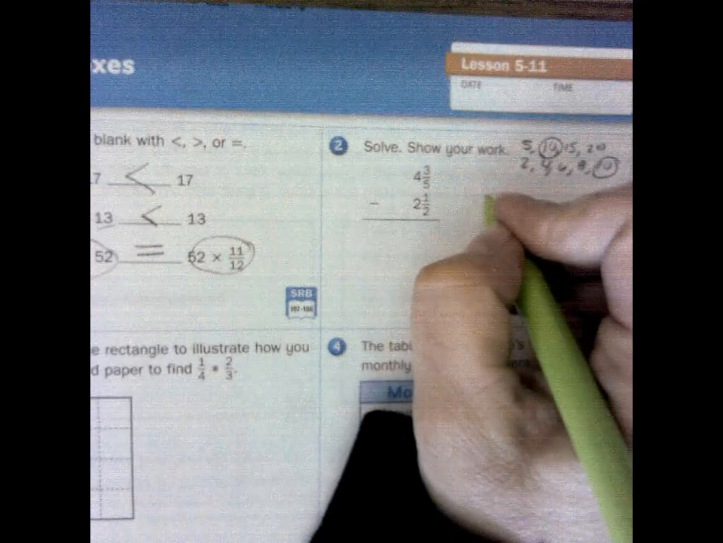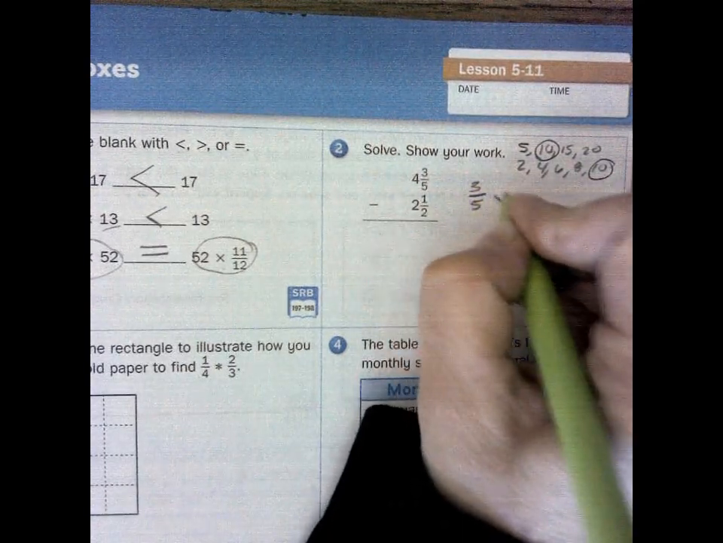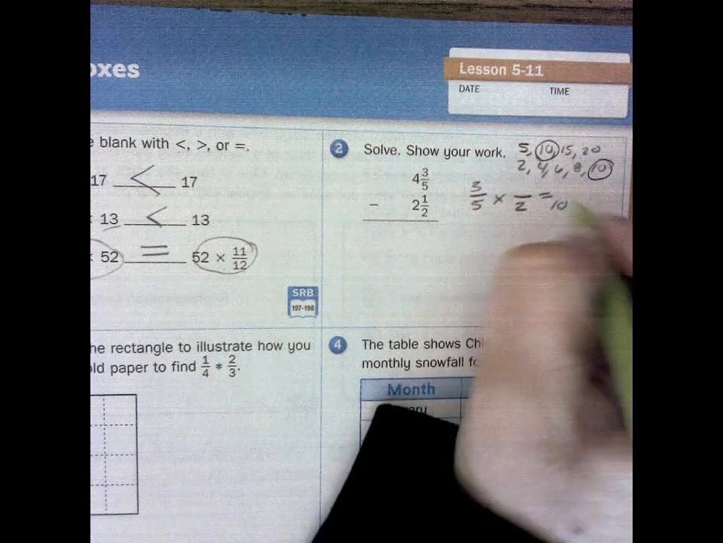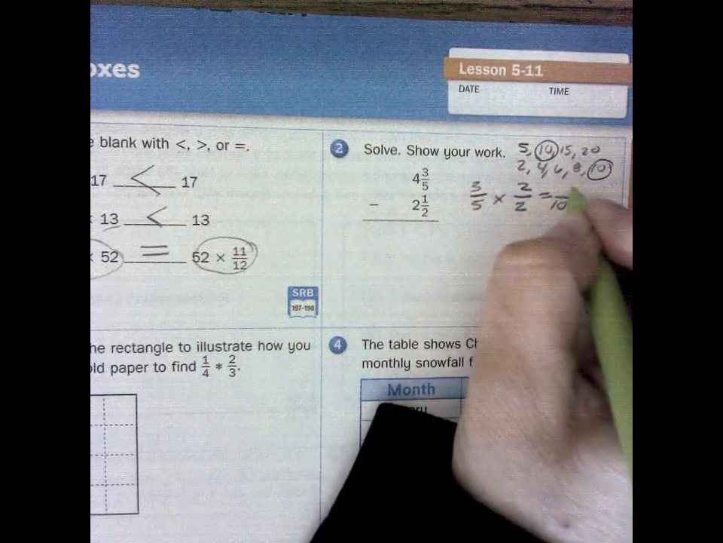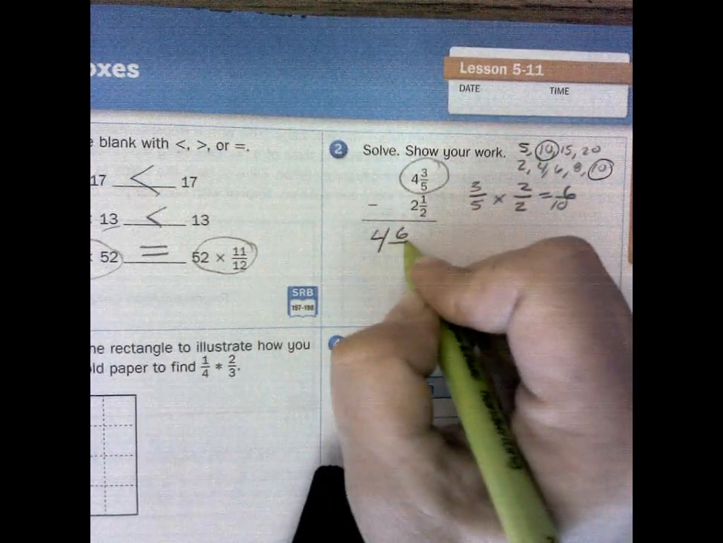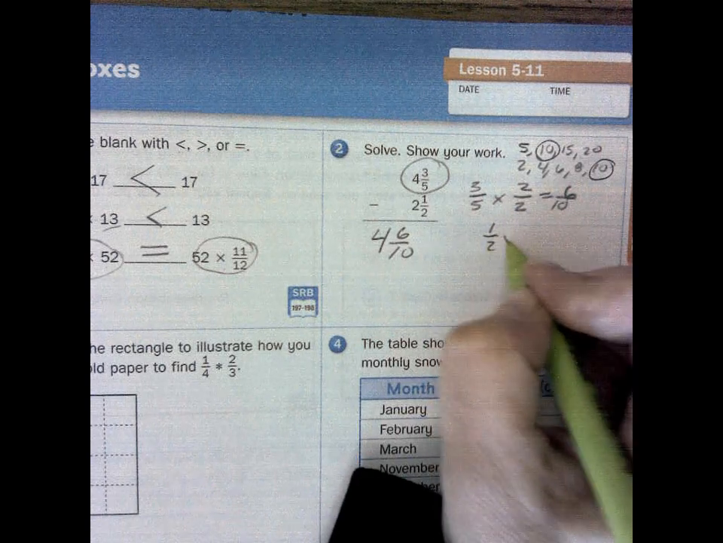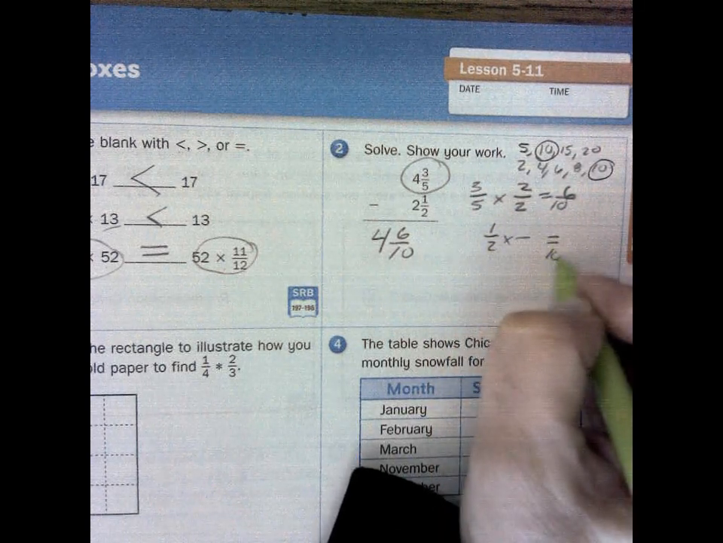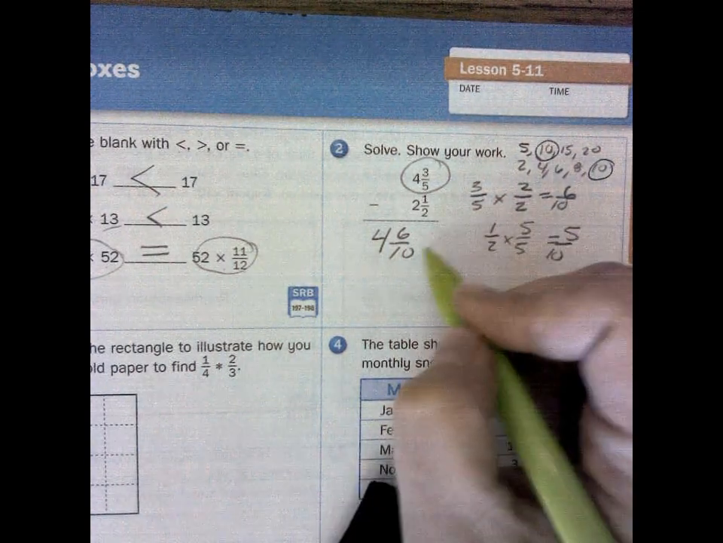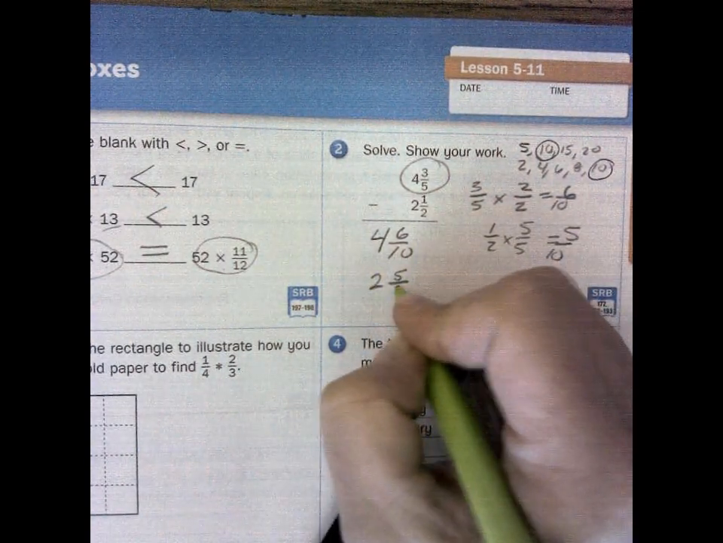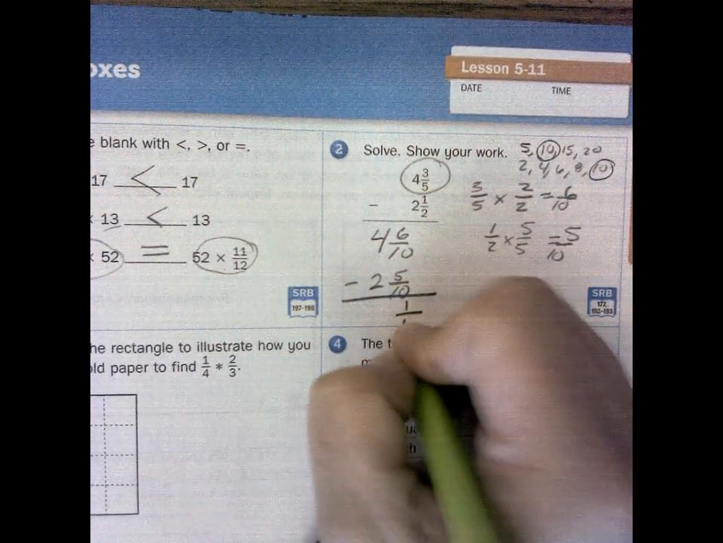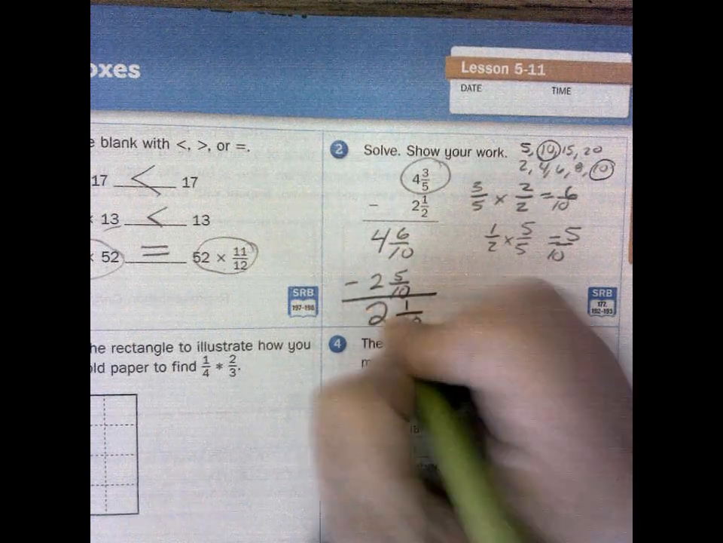So I have 3/5 times something gives you 10. 5 times 2 is 10. What I do to the denominator, I do to the numerator. So 4 3/5 is equivalent to 4 6/10. Now I take a half and I multiply it by something to get 10. So 2 times 5 is 10. So I have 2 5/10. I'm going to go ahead and subtract. 6 minus 5 is 1. Denominator stays the same. 4 minus 2 is 2.